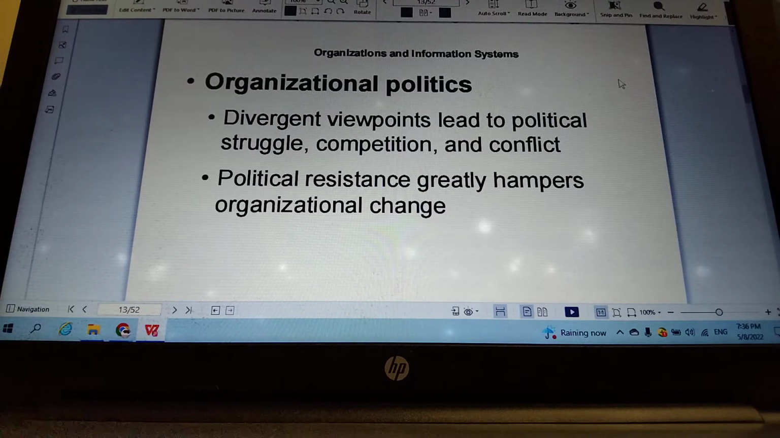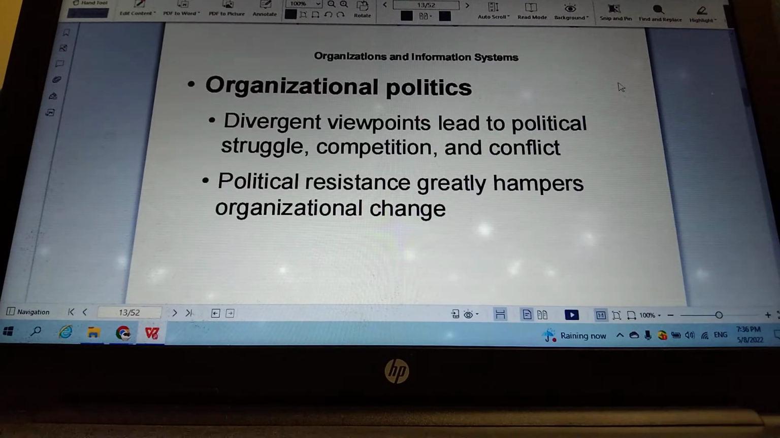A quick look at what is organizational politics, or sometimes what we call office politics. Office politics is actually when divergent viewpoints lead to political struggle, competition, and conflict. That is what we call organizational politics, or political resistance.